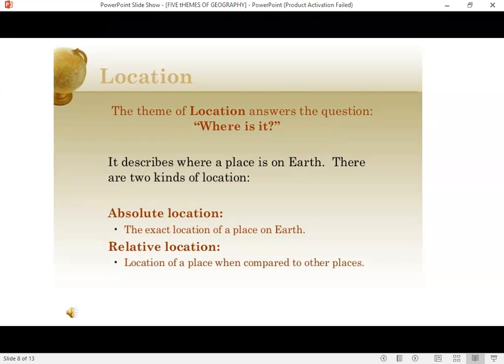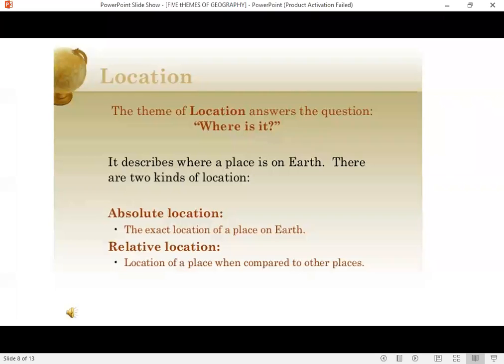If you ask us, we should say that it uses the longitude and latitude. Exactly. Absolute location is the exact location of a place on Earth using the latitude and longitude lines. Relative location is what I just said. When I ask you where's your house, you will not tell me the exact location using degrees. You will tell me it's next to this pharmacy, or in front of this school, or on top of this restaurant. You will compare the location of your place to another place. Relationship, relative. Do you understand?